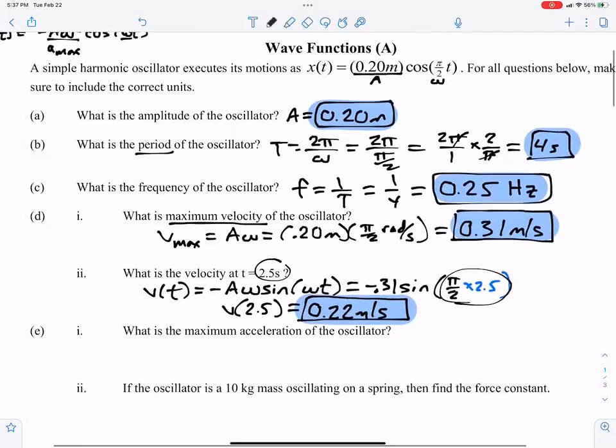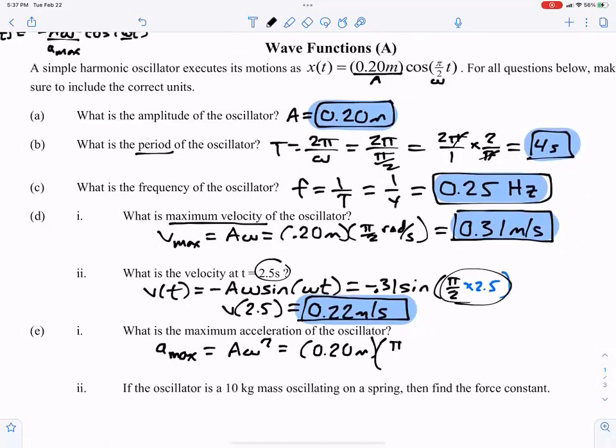What is the maximum acceleration of the oscillator? Well, a max you can find by A omega squared. So that one would be 0.2 meters times pi over 2 squared. So we go pi divided by 2, we square that, and then we multiply that times 0.2. And so we get roughly 0.49 meters per second squared.